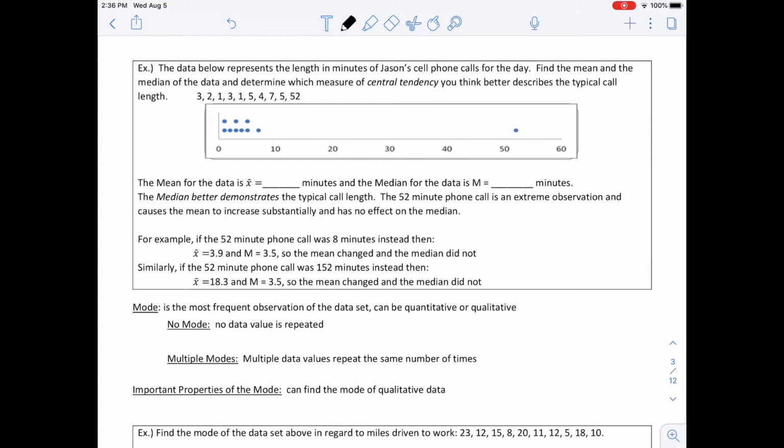So the example says the data below represents the lengths in minutes of Jason's cell phone calls for the day. Find the mean and the median of the data and determine which measure of central tendency you think better describes the typical call length. So his call lengths are 3, 2, 1, 3, 1, 5, 4, 7, 5, and 52 minutes. So we're going to take all these numbers, enter them into L1, and we're going to get the mean for the data and the median for the data.